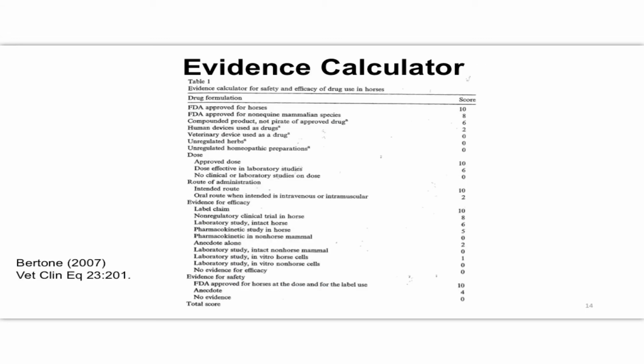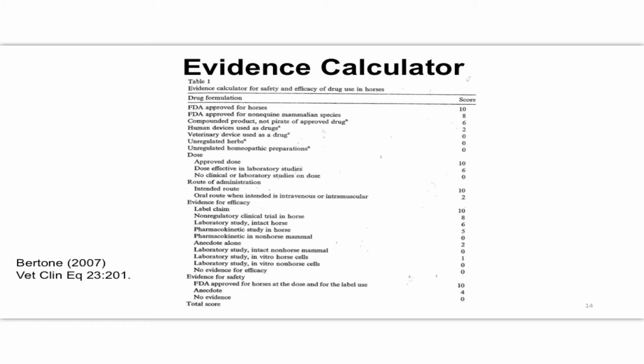So this somewhat busy table is really here to demonstrate one equine clinician's effort to try to score the quality of a study for the purposes of treating a horse. And so you can see what they do is they start with the highest level being an FDA-approved drug for a horse, and then maybe an FDA-approved drug that was for some other species being used in a horse, and it goes from 10 to 8 in terms of the quality of that data. Not the quality of the data so much, but the quality of it's being applied to a horse.